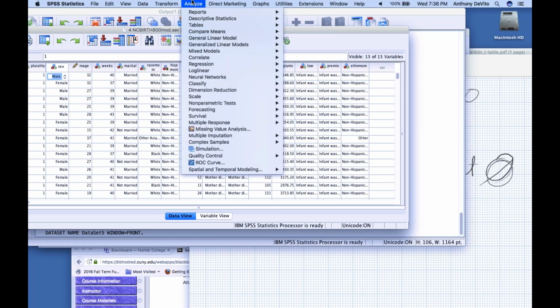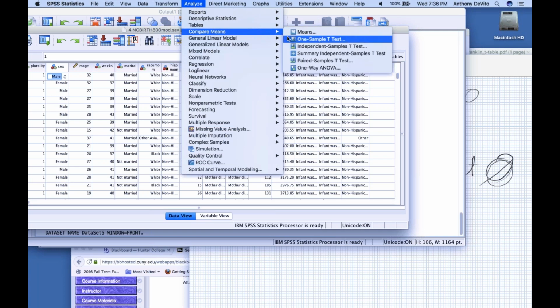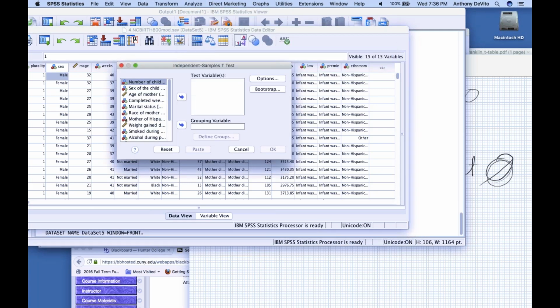So I'm going to go to Analyze, Compare Means. They're going to be independent. It's not a one sample t-test. I'm not taking male babies and comparing them to a known weight. I'm comparing the average of male babies to the average of female babies in this sample, right? It's not paired samples because it's not the same baby before and after, right? It's independent samples t-test. I'm going to click on independent samples t-test, and I'm going to say the weight of the child in ounces, and the grouping variable is going to be the gender of the child.